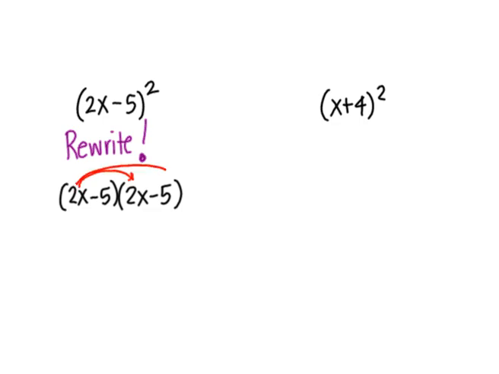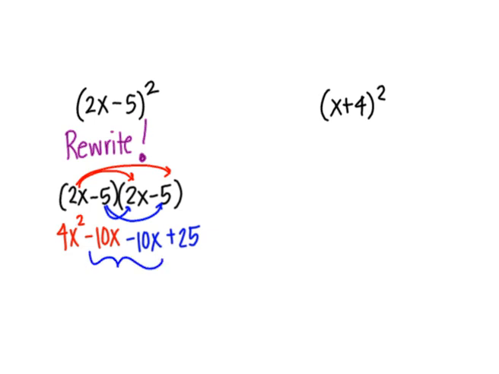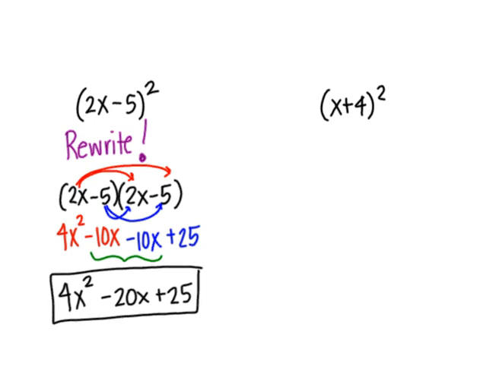So I can distribute the 2x through. This gives me 4x squared minus 10x. And I can distribute the 5 through, and that gives me a negative 10x plus 25. Even though in the middle they look like they cancel out, they don't, because they have the same sign. The same sign tells you to add and keep the sign. So that would be a negative 20x plus 25. Be very careful with your signs.